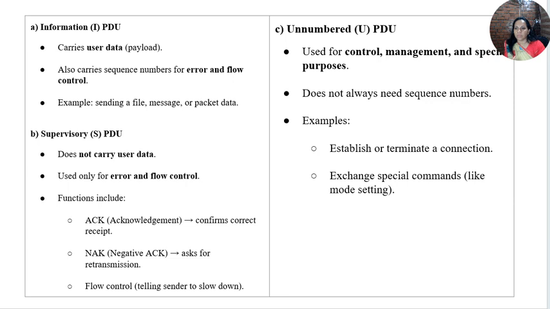We have already said the PDUs are of different types: information PDU, supervisory PDU and unnumbered PDU. Information PDU carries user data. User data is also called the payload, and it also carries sequence numbers for error and flow control. Supervisory PDU does not carry user data and is used only for error and flow control, that is acknowledgement, negative acknowledgement, flow control. Then the unnumbered PDU is used for control, management and special purposes. It does not always need a sequence number. Examples: establishing or terminating a connection, or exchanging special commands like mode setting.